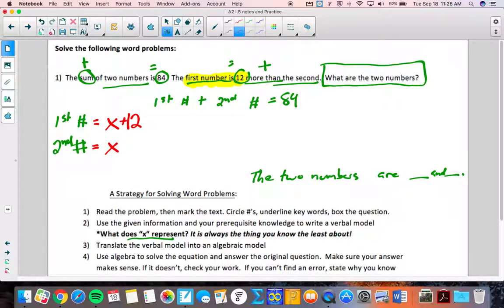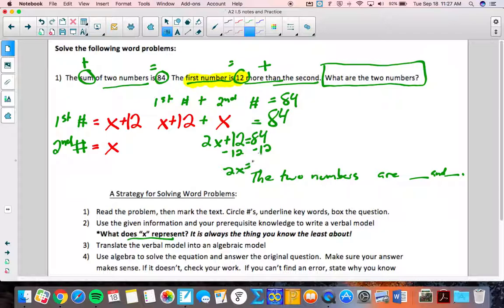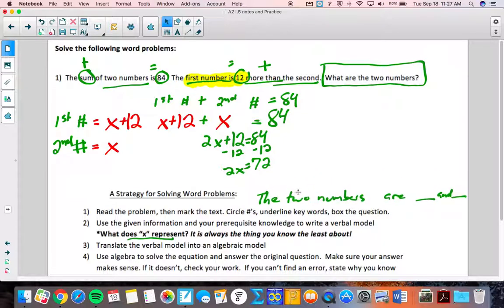So there's an expression for my second number and for my first number. I said I was going to take the first number and add it to the second number, and I should get 84. The first number is x plus 12. I'm going to add it to the second number, which is just x, and that should equal 84. Then as I start solving, I get 2x plus 12 equals 84. And then we solve this, so we get 2x equals 72. When you divide by 2, you get x equals 36.